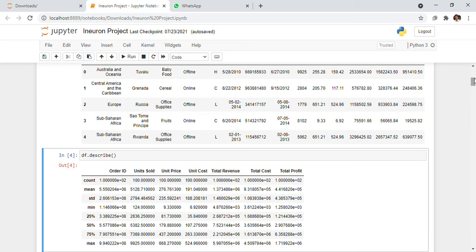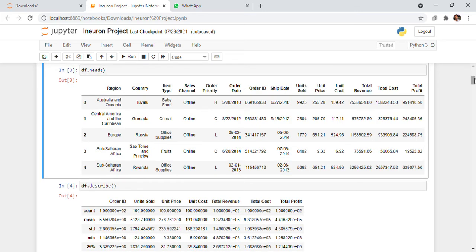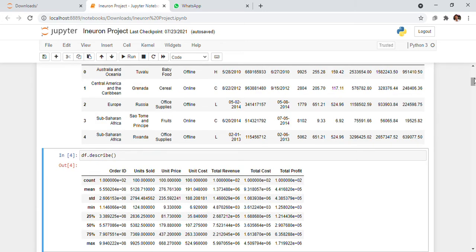So these are the commands and functions df.head and df.describe. From these functions and commands we get to know about some statistical values regarding the data and the variables. The variables in the data have some specific statistical values like count, mean, standard deviation, minimum, maximum. So df.describe basically describes all these statistical values of the given data set.